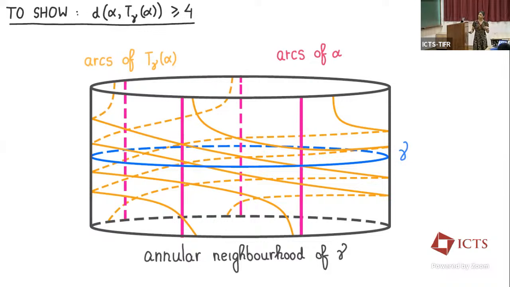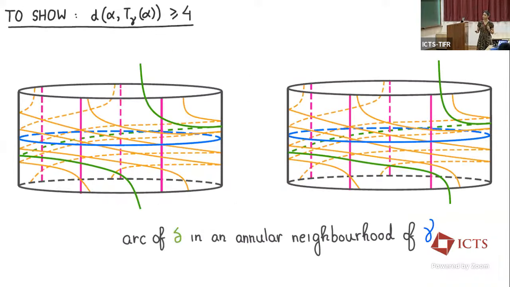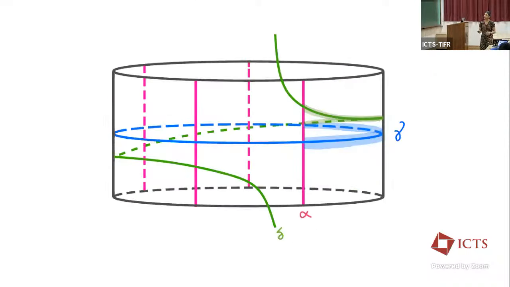Here is a view of the annular neighborhood of gamma. The central curve is gamma. The thing we want to notice here is that the arcs of T gamma of alpha are present in this nice spiral pattern. Because of this, it forces any arc of delta to go around the entire annular neighborhood in a spiral pattern. So these are the only two possibilities that we can get if we try to nicely isotope the curves. If I look at one of the possibilities, I see that it starts from one of the rectangular disks and it goes around and it comes back.